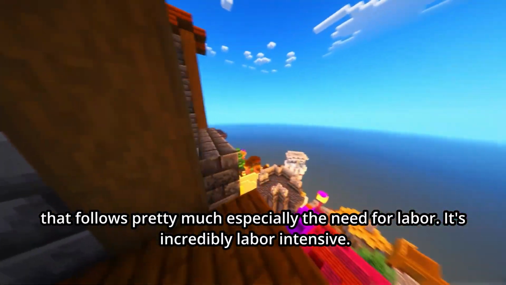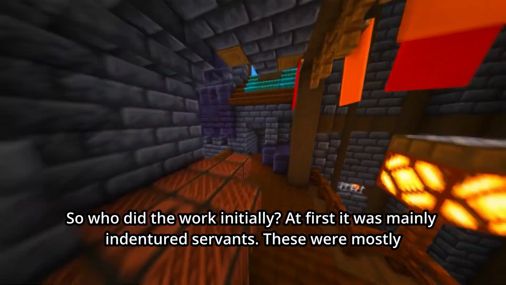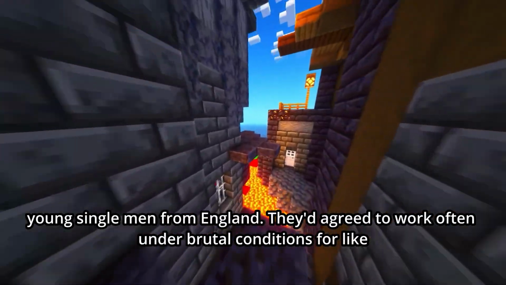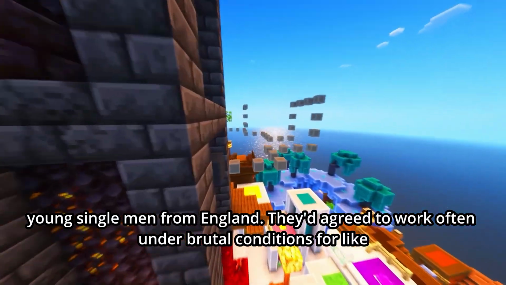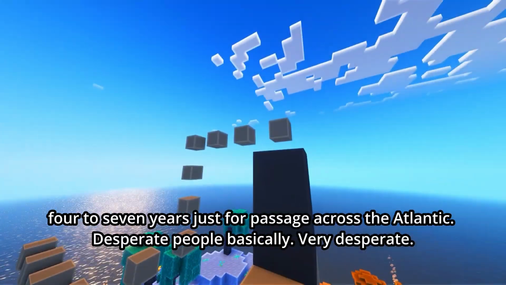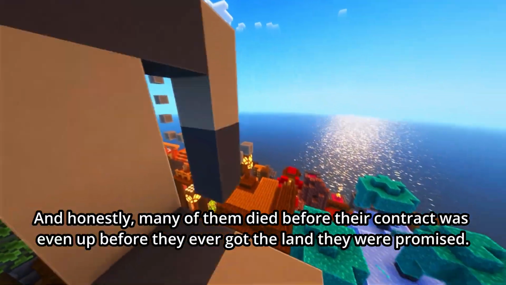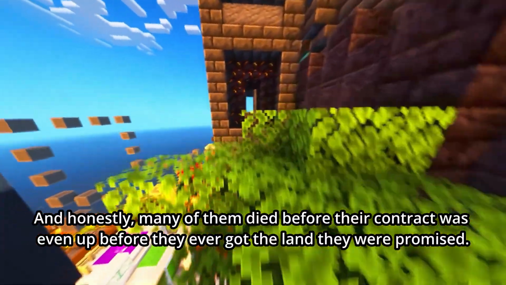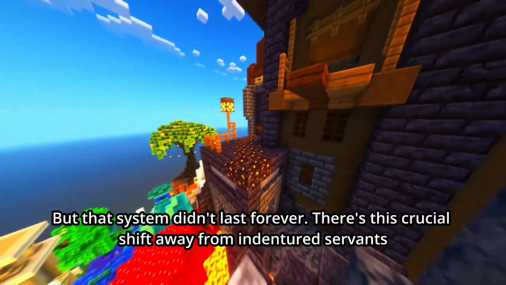It's incredibly labor-intensive. So who did the work initially? At first, it was mainly indentured servants. These were mostly young, single men from England. They'd agree to work, often under brutal conditions, for like 4 to 7 years just for passage across the Atlantic. Desperate people, basically. Very desperate. And honestly, many of them died before their contract was even up, before they ever got the land they were promised. But that system didn't last forever.